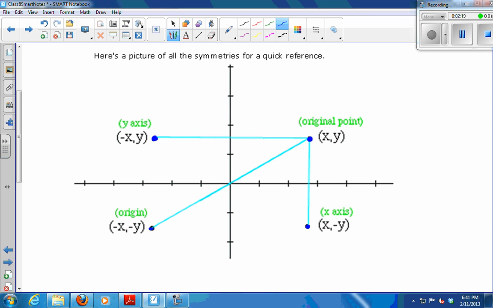So the tests for symmetry have to do with replacing one variable with its opposite and seeing if you get the same y or the same x. For the test for y-axis symmetry, we're going to replace an x with a negative x and see if you still get the same y. The test for x-axis symmetry, you replace y with a negative y, see if you get the same x. And the test for origin symmetry, you replace both of them, the x with a negative x, the y with a negative y, and see if the equation remains the same.